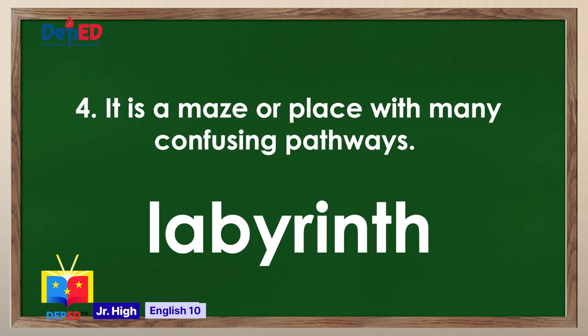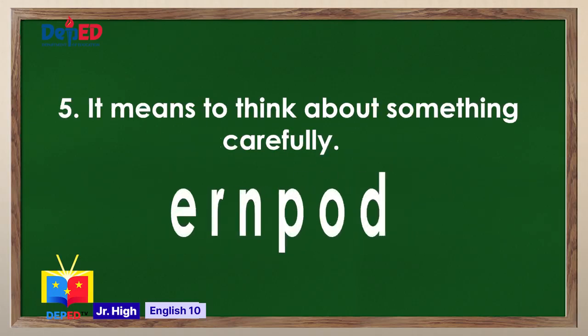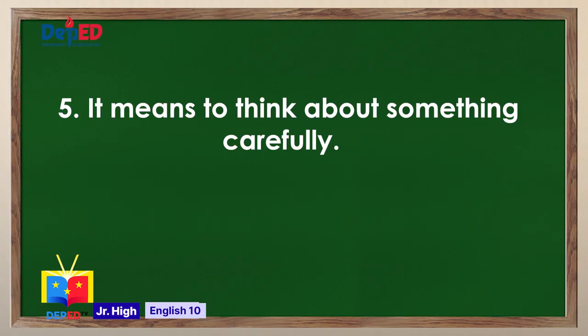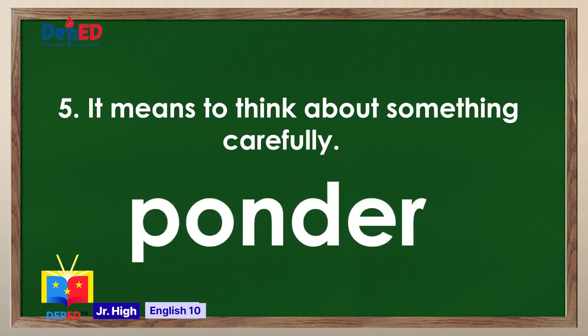And number 5, it means to think about something carefully. Very good. The answer is ponder. Example: Julia and her friends ponder how to surprise Melvin on his birthday. Again, number 5 is ponder.